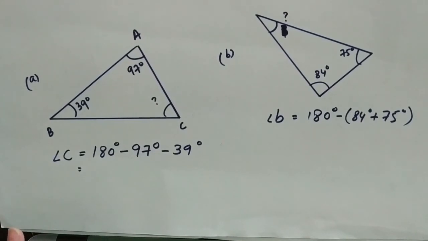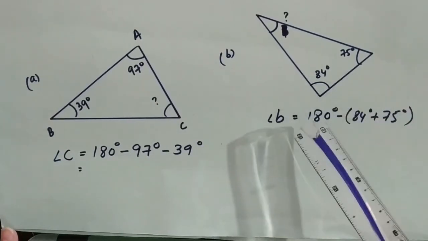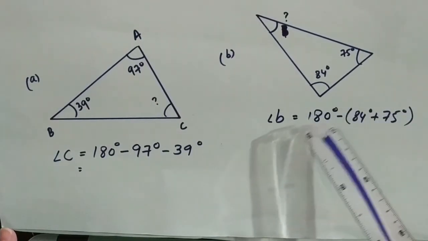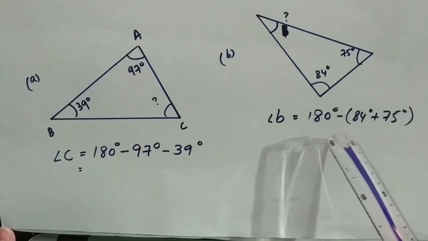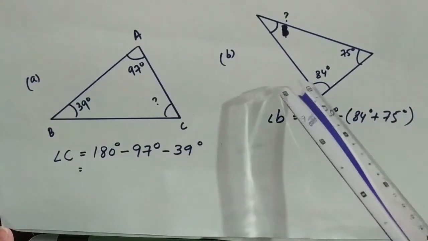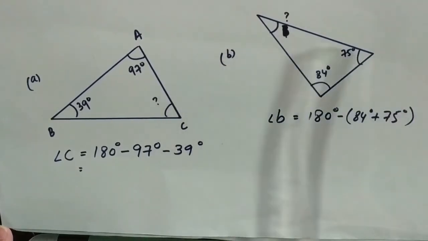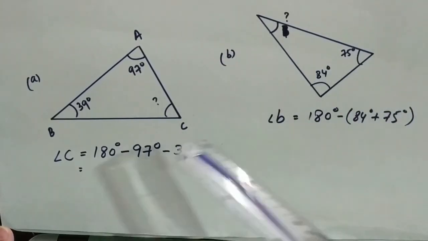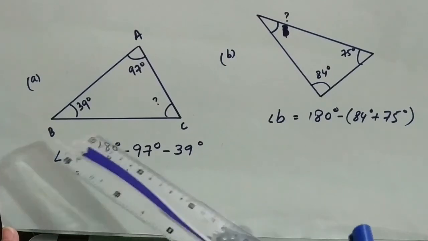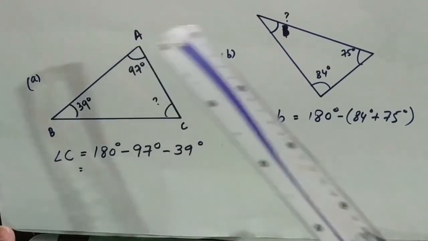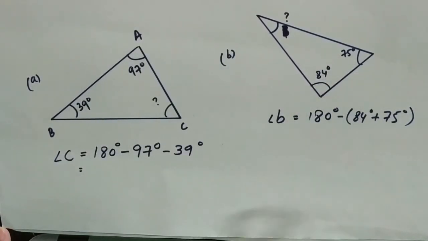Or for the B part, you can see that I've written 180 degrees minus, and inside the brackets I've written 84 degrees plus 75. You can add these also and then subtract the answer, or you can do it like this: 180 degrees minus 75 degrees minus 84 degrees. For reconfirmation, you can add up all the three angles to see if it's 180 degrees or not.